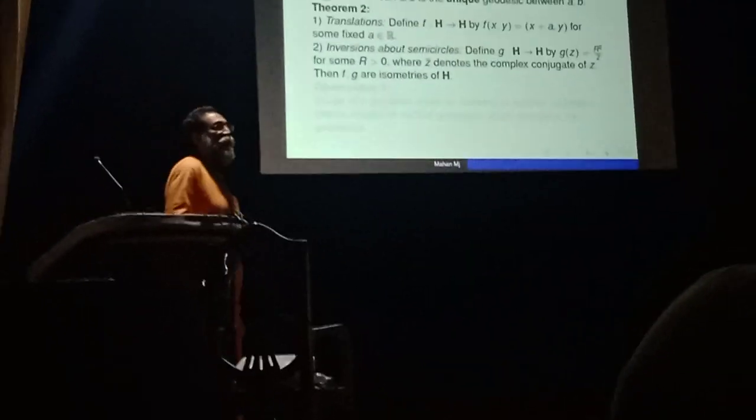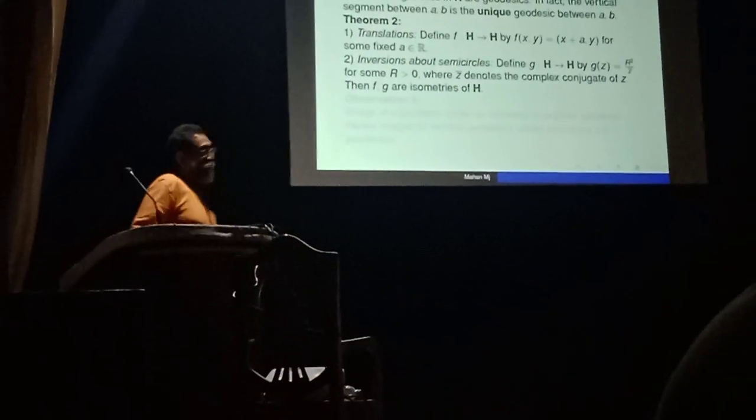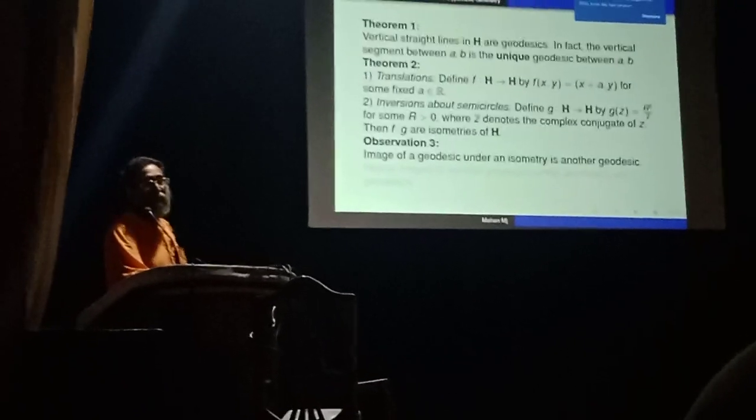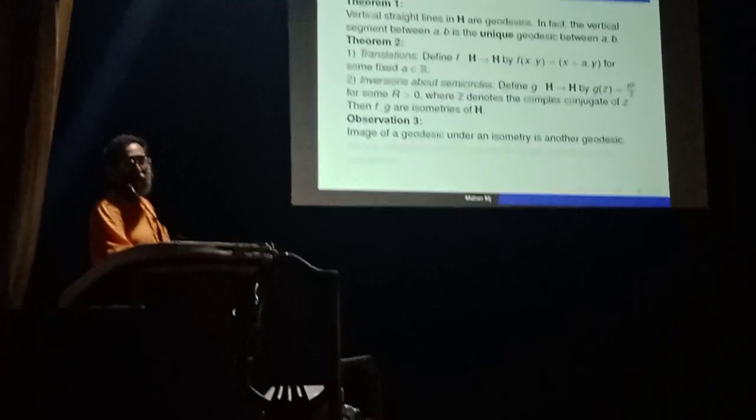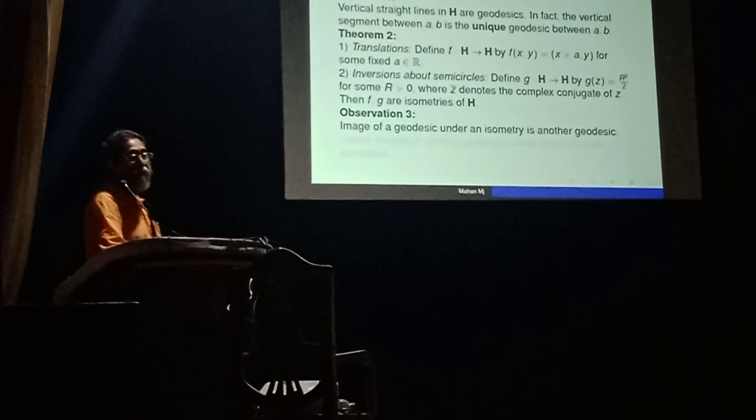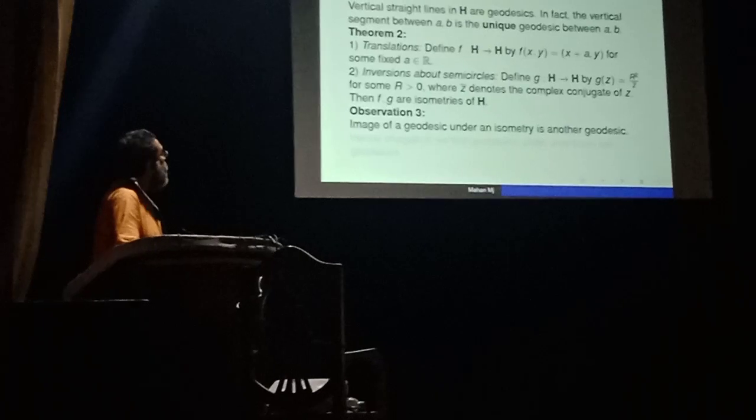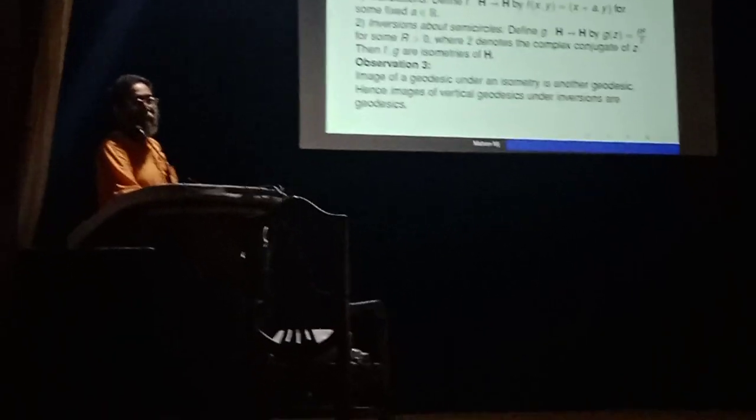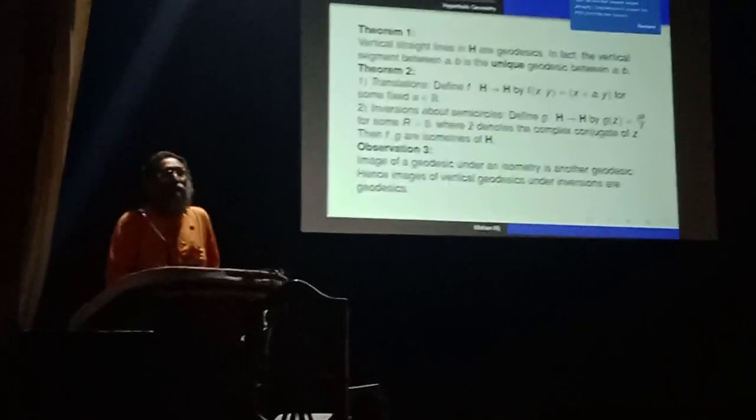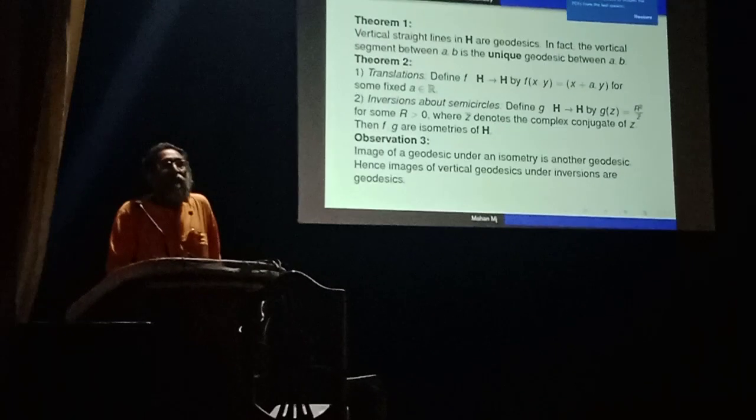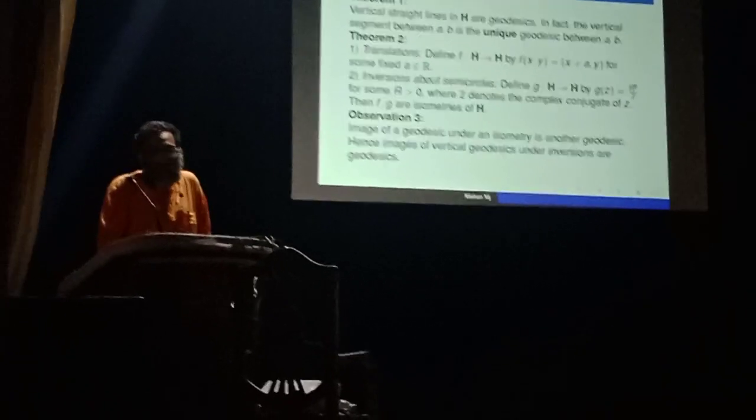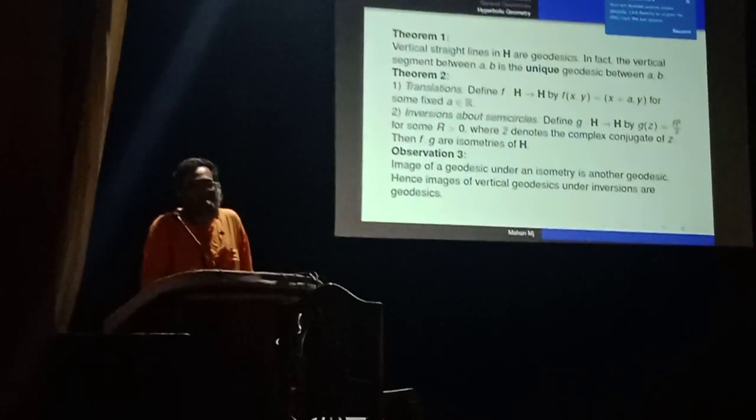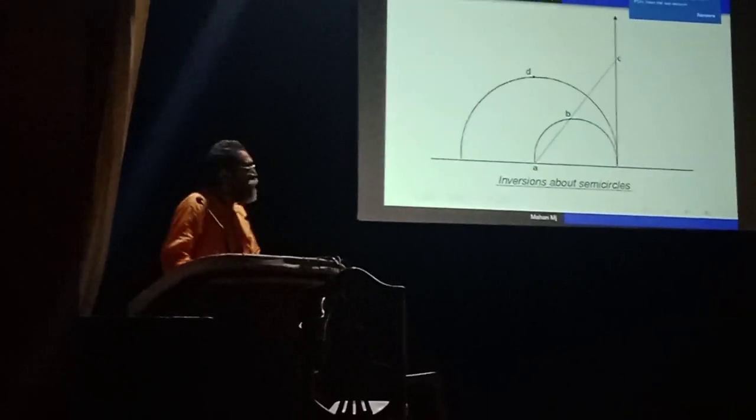So then we can manufacture new geodesics in the plane. And here's what we use. This is the observation: the image of a geodesic under an isometry, if something preserves distances, is certainly going to preserve distance minimizing paths. So the image of a geodesic under an isometry is going to give you another geodesic. In particular, the image of vertical geodesics under inversions is still a geodesic. So all that we need to do in order to manufacture another huge family of geodesics is invert all these vertical straight lines that we've gotten already about semicircles centered on the real line. That's all we really need to do, and it turns out that is enough. So here's a picture finally.